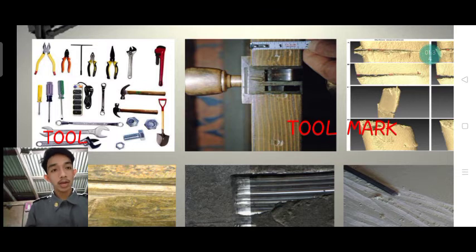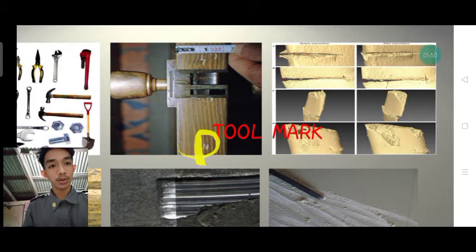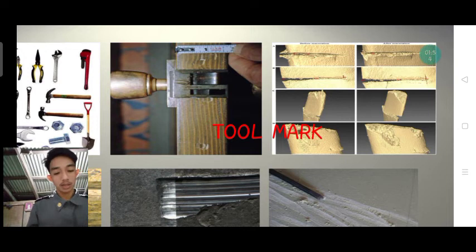So, tool mark is defined as impressions left by the contact of the tool on the surface. Dito, ito yung impressions na naiiwan ng tool by a contact to the surface. Example, makikita nyo po ito. Ayan, yan po yung mga tool marks.